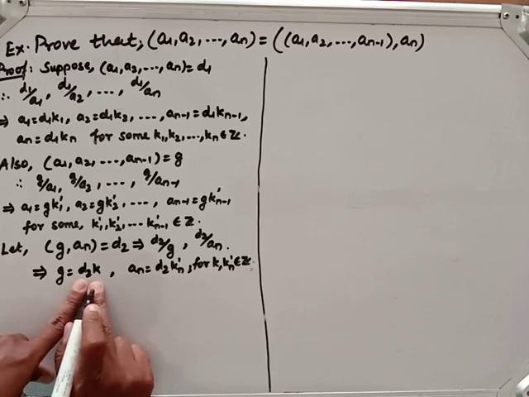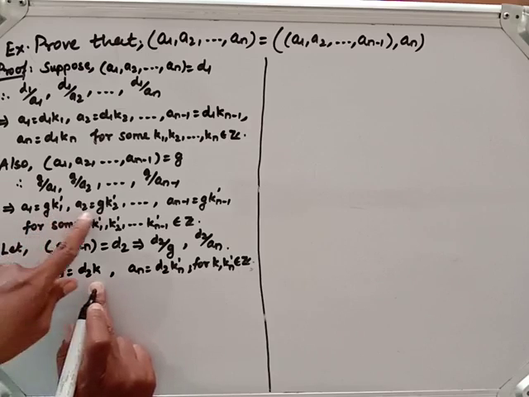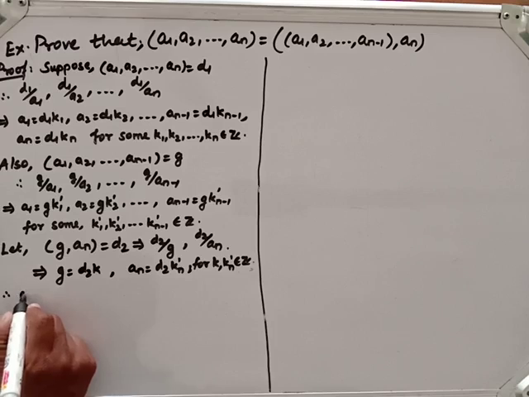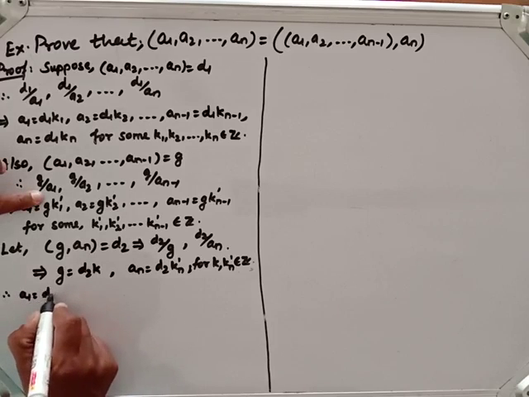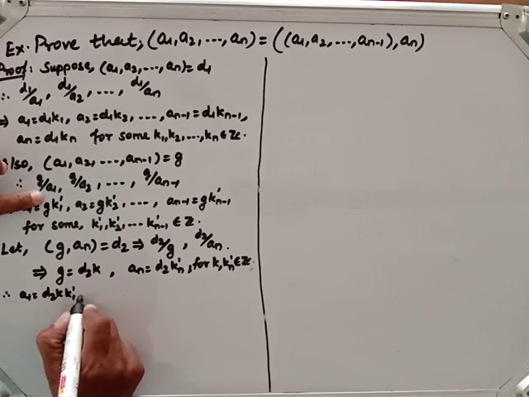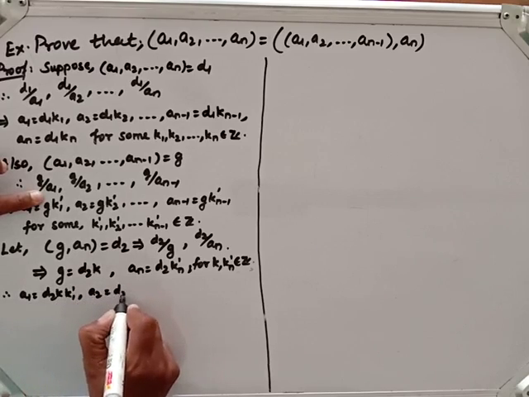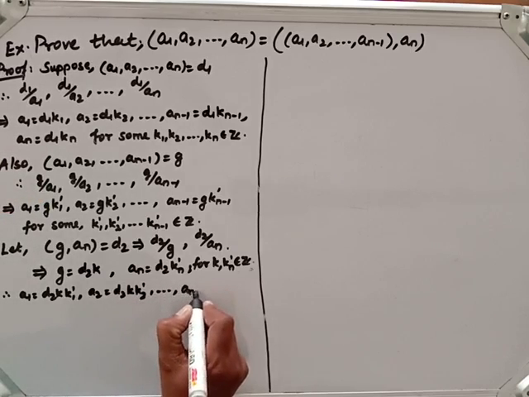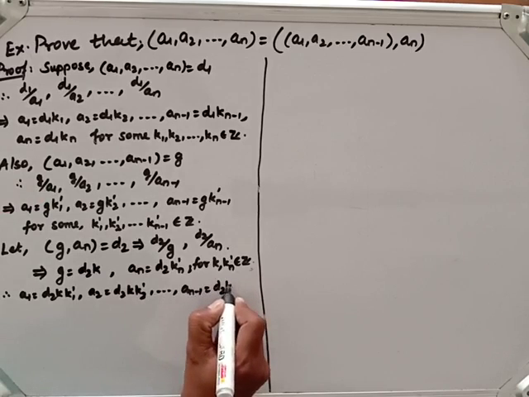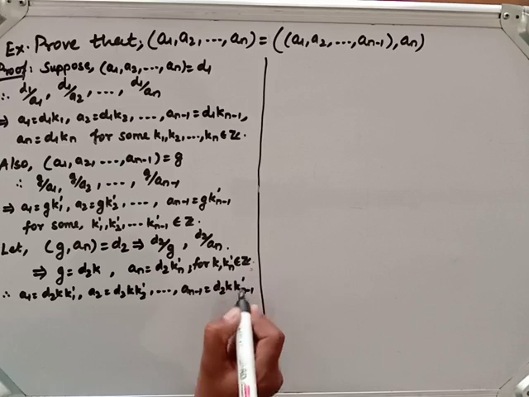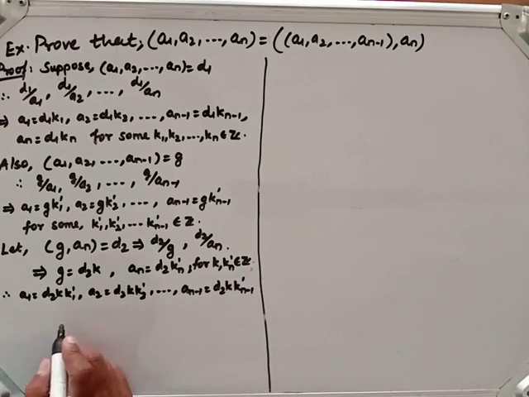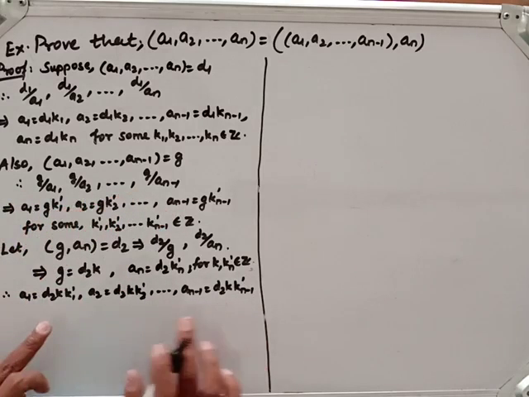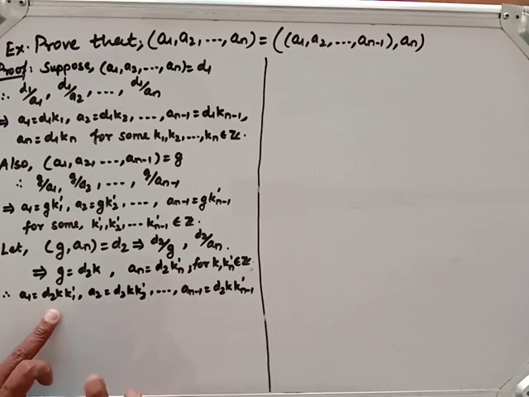So if this is the case, G is D2K. Let me substitute this value of G in A1, A2, and so on up to AN minus 1. Therefore, I get A1 is equal to D2K K1 dash, A2 is equal to D2K K2 dash, and so on up to AN minus 1 is equal to D2K Kn minus 1 dash. Now we are getting the values of A1, A2, AN minus 1 in terms of D2, and AN also in terms of D2.